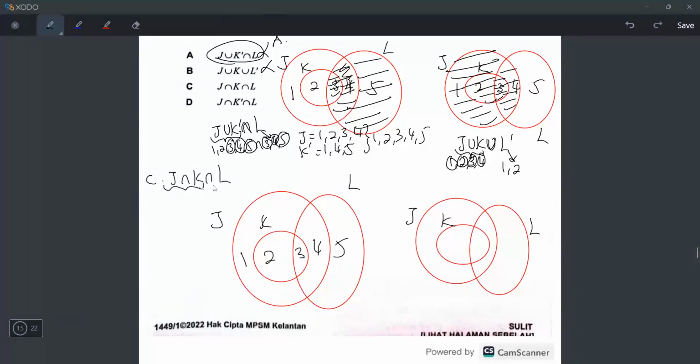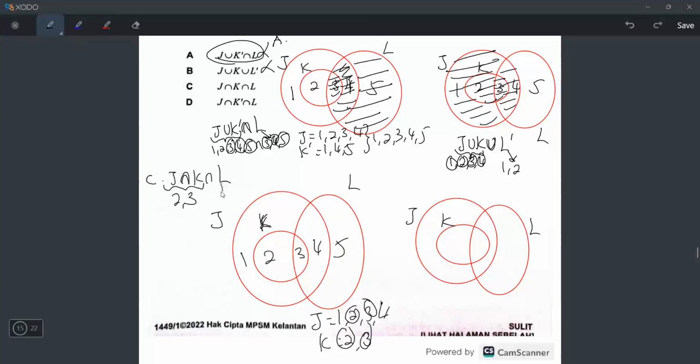So we do J intersect K first. We all know J intersect K will be what? 2 and 3. Why? Because inside J there's 1, 2, 3, 4, and inside K there's 2 and 3. So the ones that repeat are 2 and 3, because they want intersect. Intersection means the ones that repeat, the ones they both have in common.